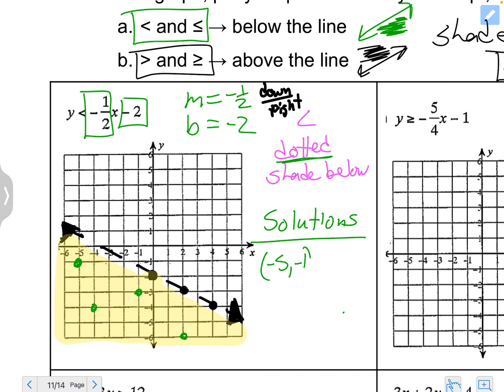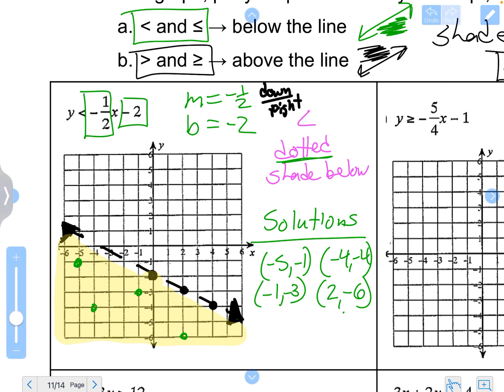So -5, -1, -4, -1, -3, and then 2, -6. So these 4 are all possible solutions because they are all in the shaded area.